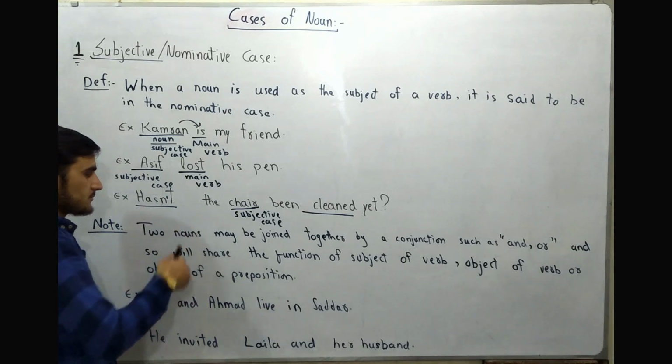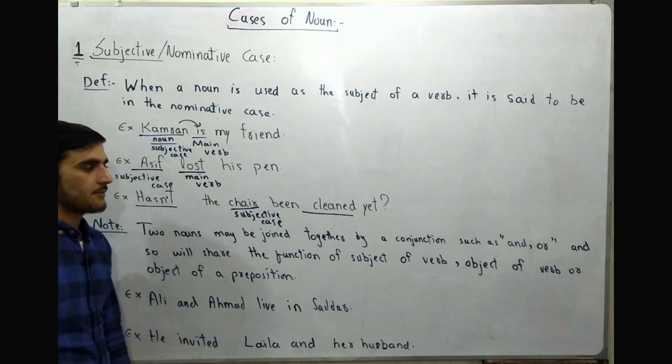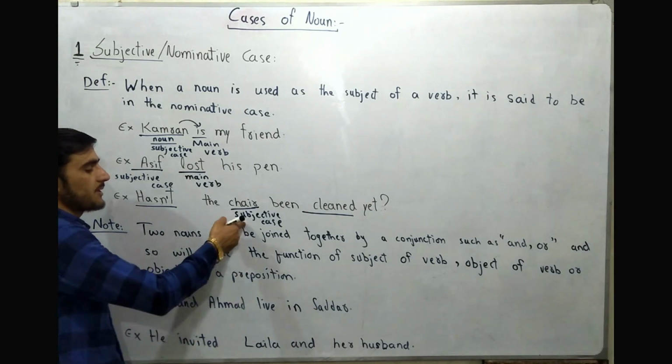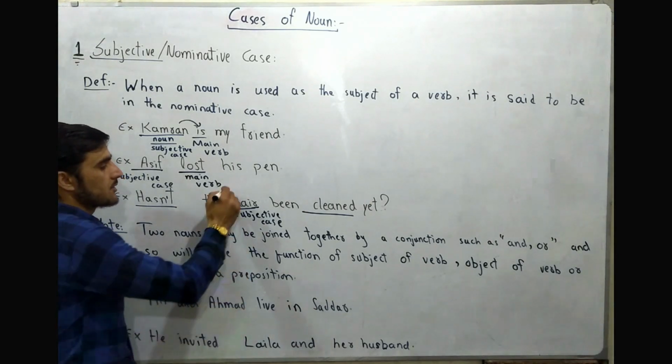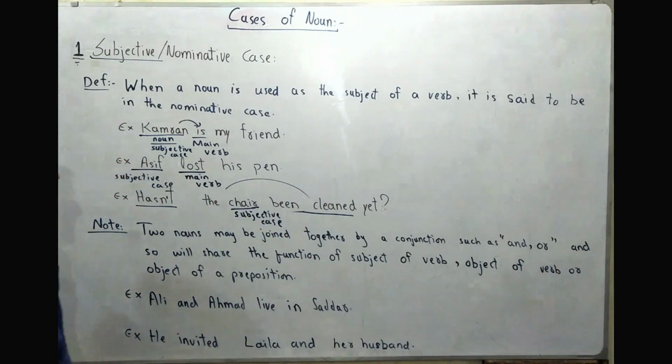Now in this example, our subject is chair, and been cleaned is a verb. So again, it's used before the verb and functions as the subject of the verb been cleaned. I hope it's not that complicated.